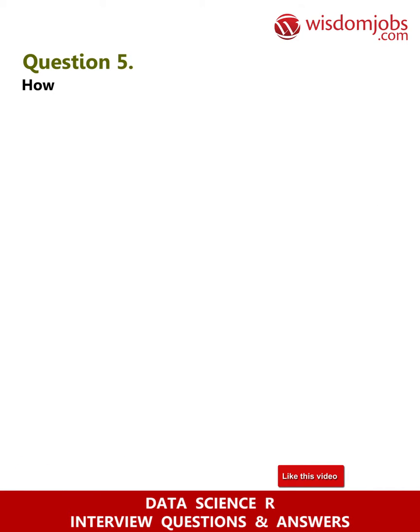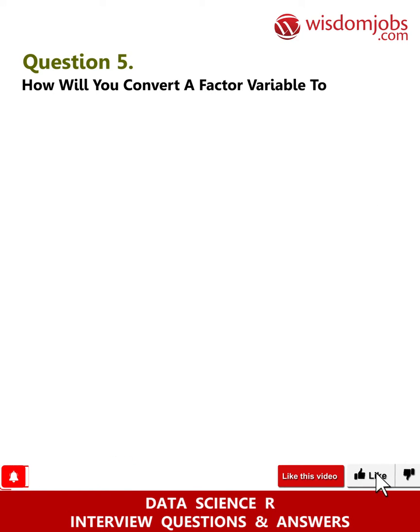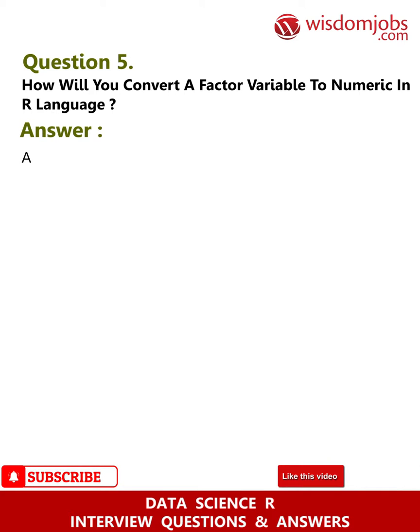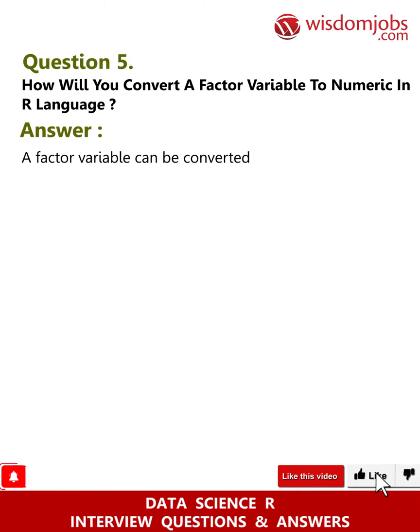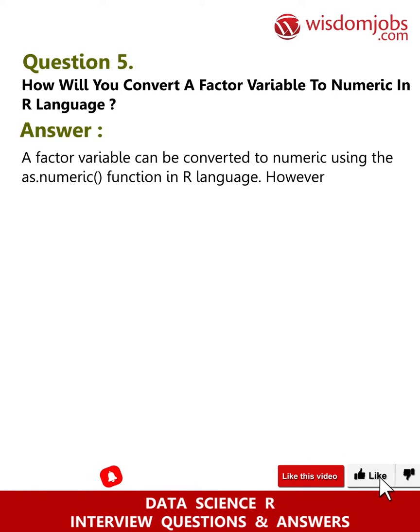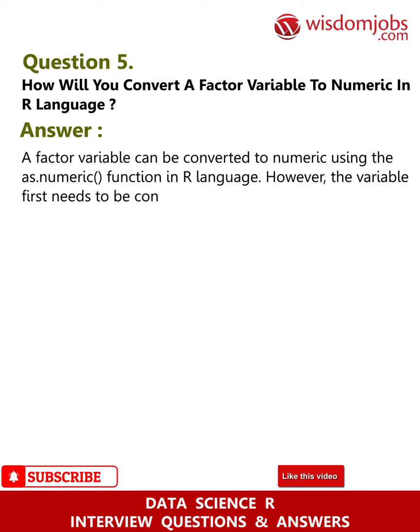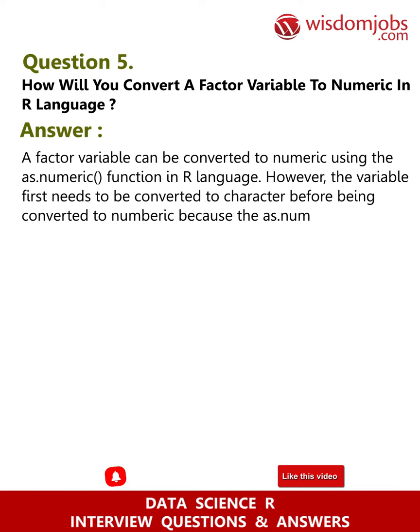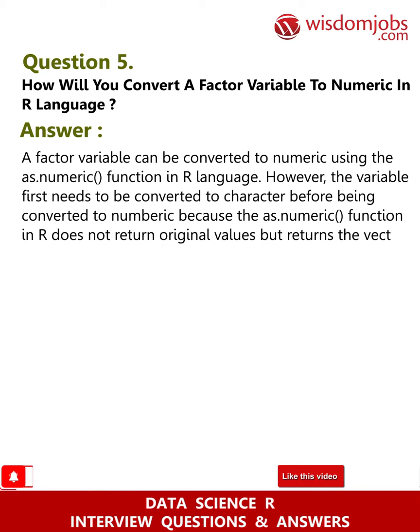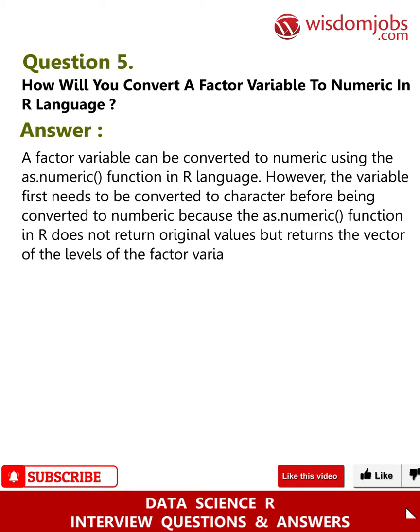Question 5. How will you convert a factor variable to numeric in R language? Answer. A factor variable can be converted to numeric using the as.numeric function in R language. However, the variable first needs to be converted to character before being converted to numeric because the as.numeric function in R does not return the original values but returns the vector of the levels of the factor variable.